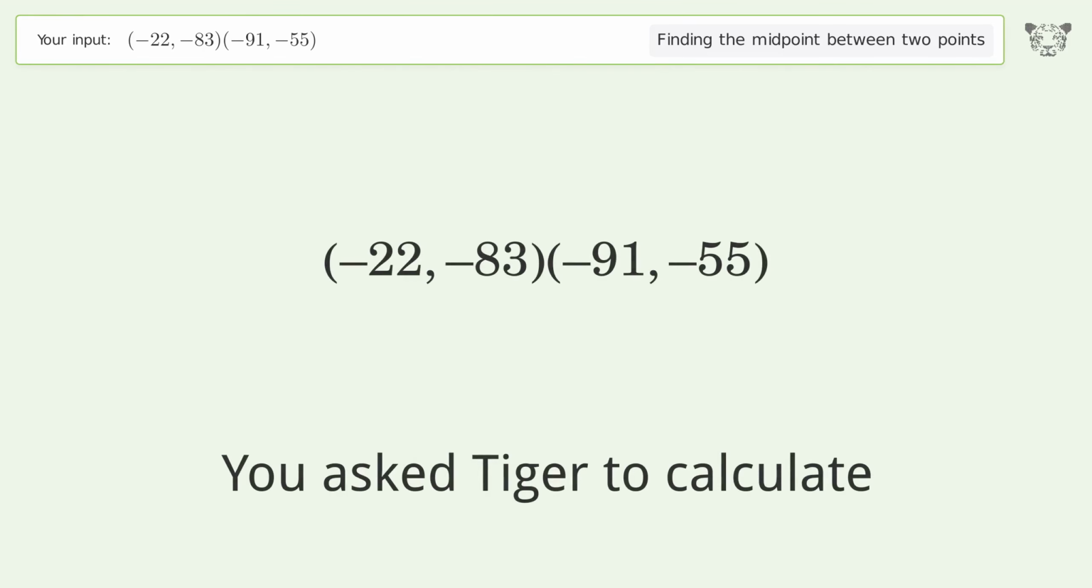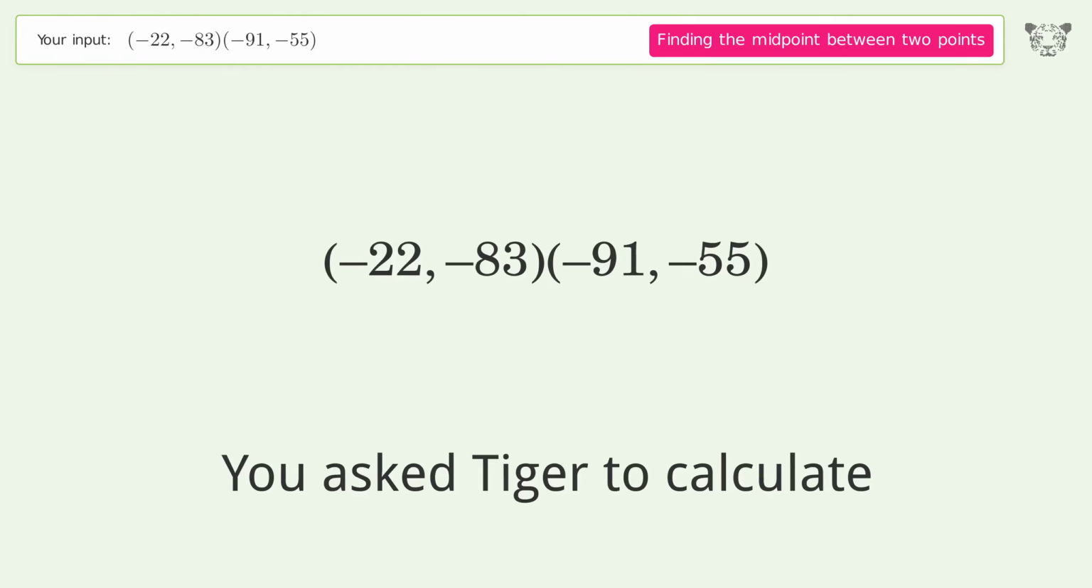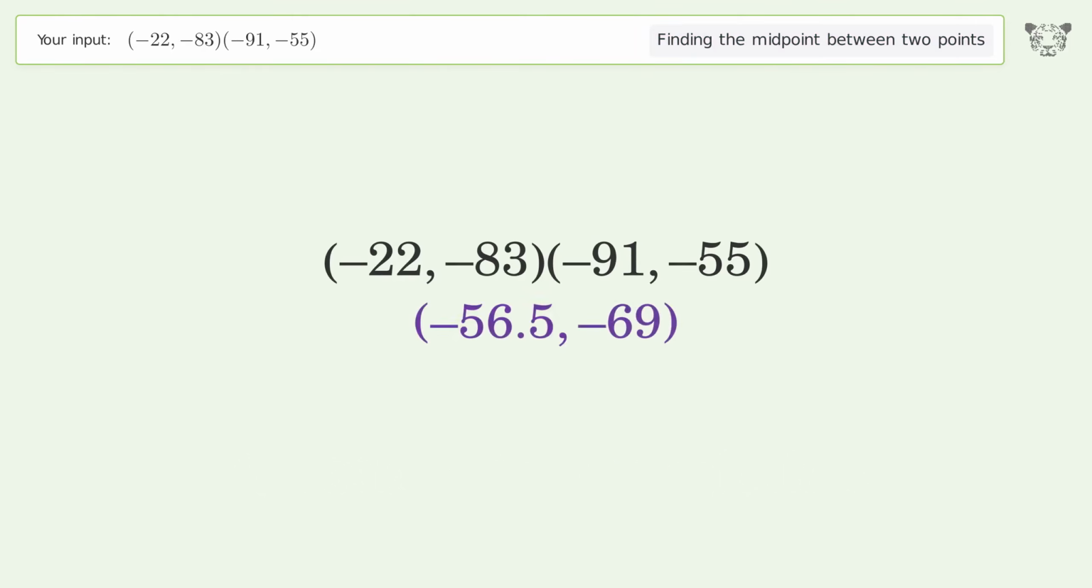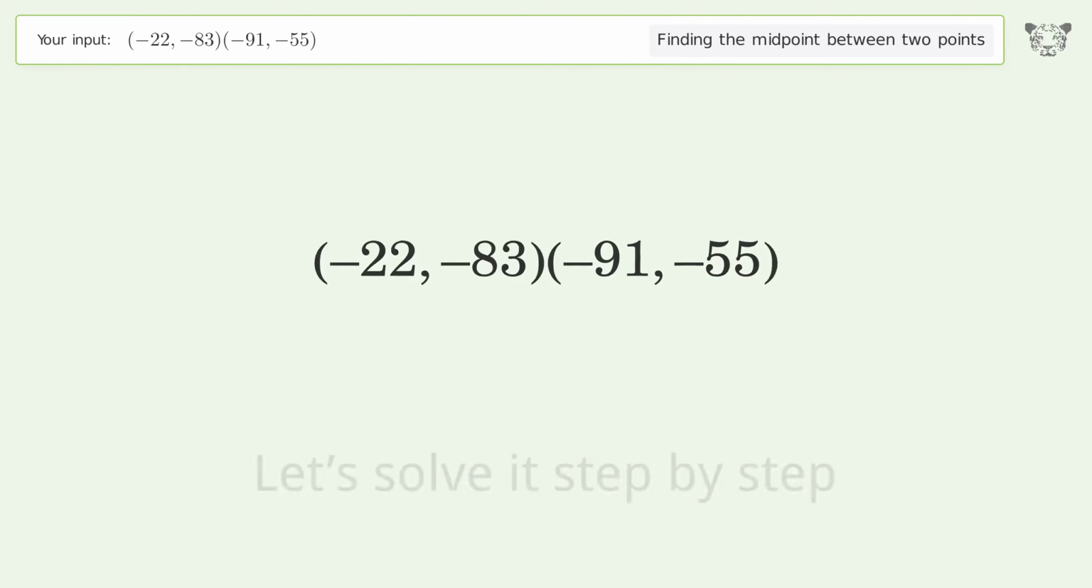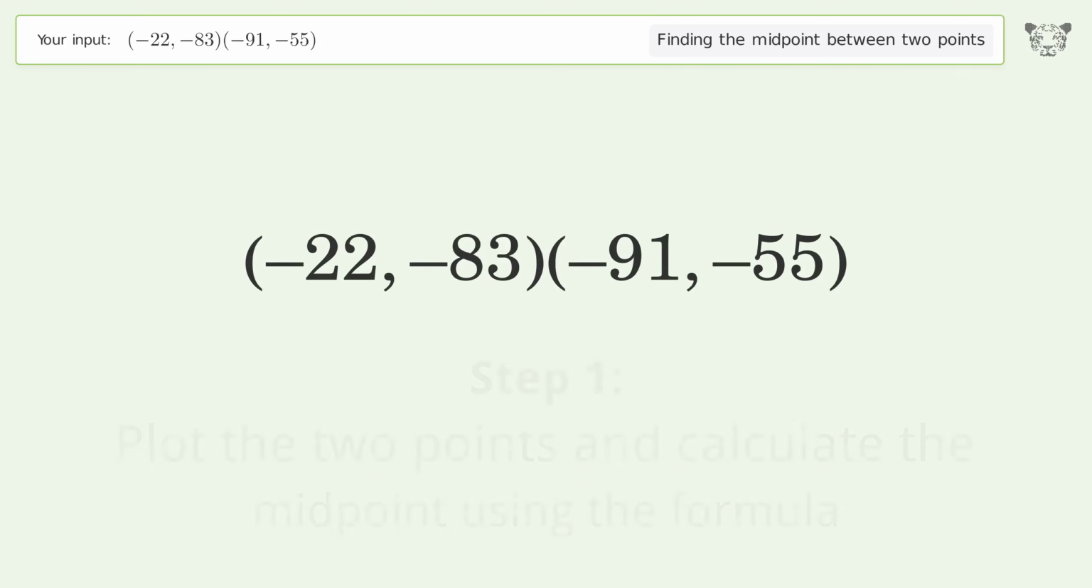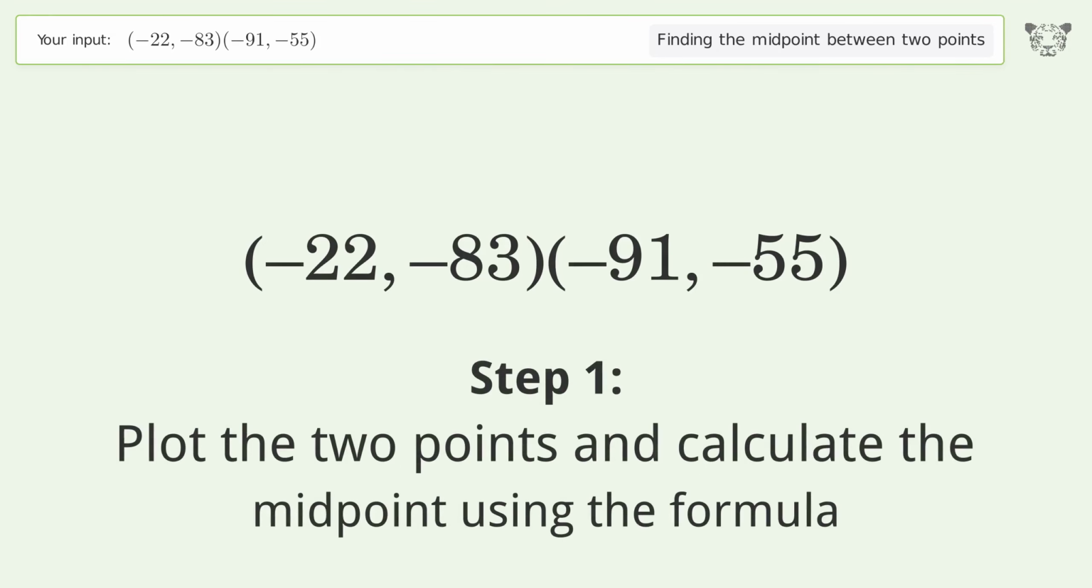You ask Tiger to calculate. This deals with finding the midpoint between 2 points. The midpoint between the 2 points is negative 56.5, negative 69. Let's solve it step by step. Plot the 2 points and calculate the midpoint using the formula.